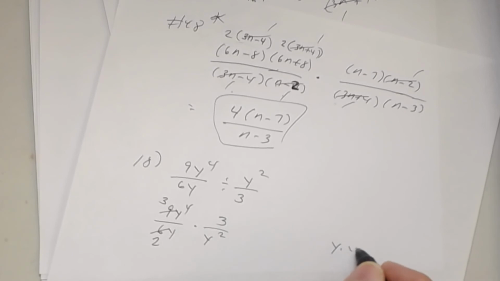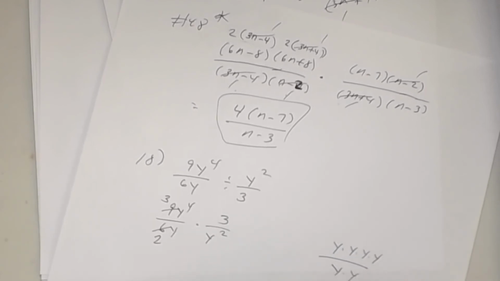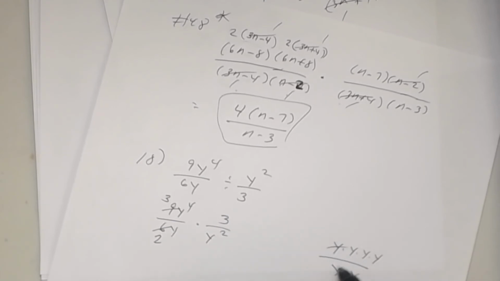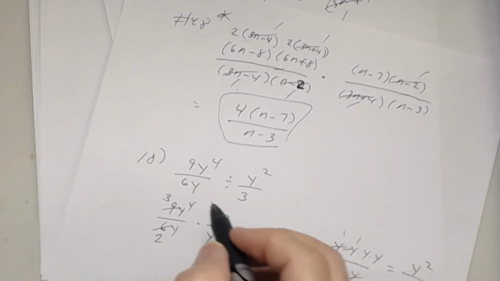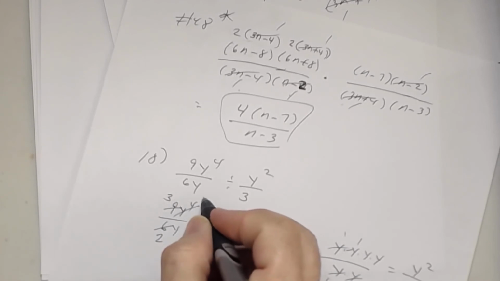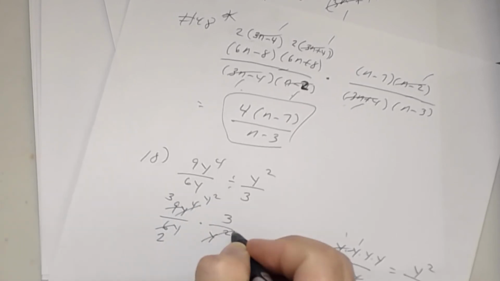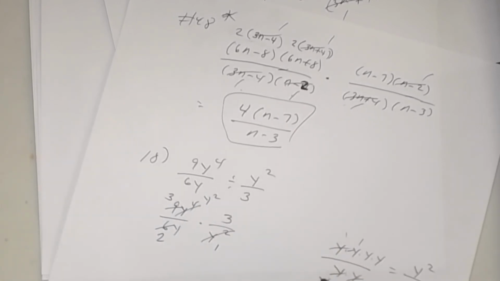You have y times y times y times y, right? Denominator y times y. We said 2 here. These divide out. These divide out. What's left? Over what? 1. So that means this becomes what? Y squared. This becomes what? 1. I still have a factor y here. How many do you have? 2. How many do you have down here? 1. So I have y squared.